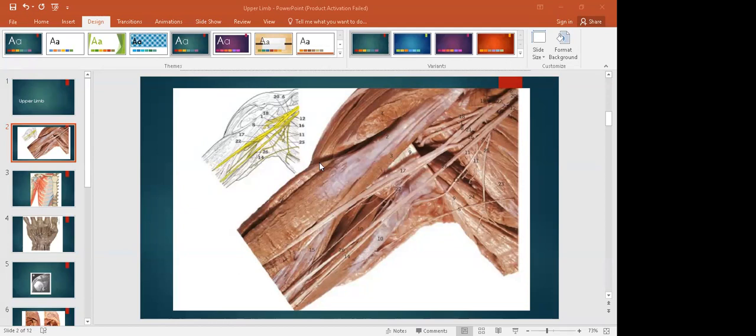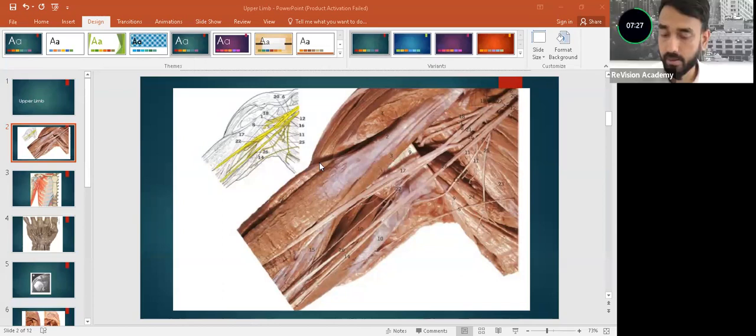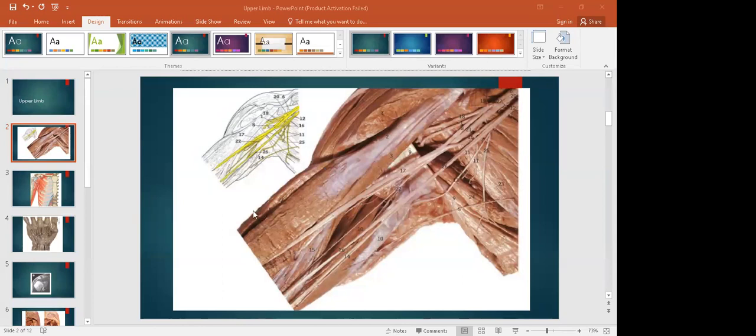Then the trunks, which are situated at the base of the posterior triangle of the neck, and behind the third part of the subclavian artery. And the divisions are situated behind the middle part of the clavicle, and the cords are related to the second part of the axillary artery. Thank you so much. So do you know what is Erb's paralysis? Yes, it is the injury of the upper roots of the brachial plexus, cervical 5 and 6.